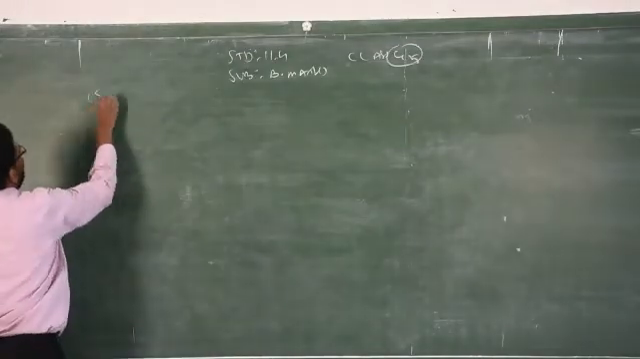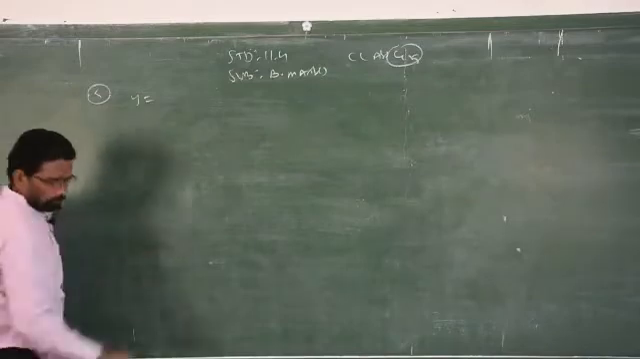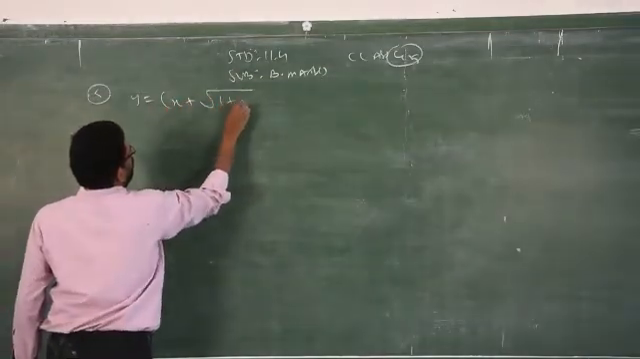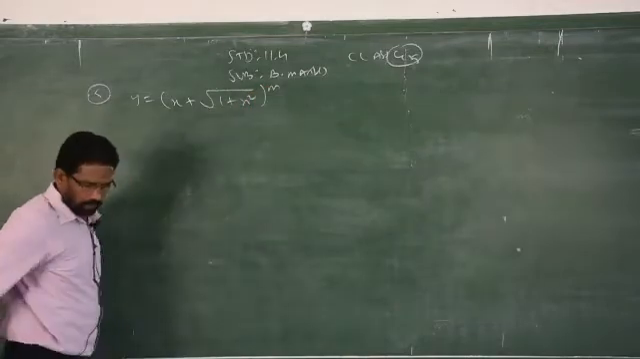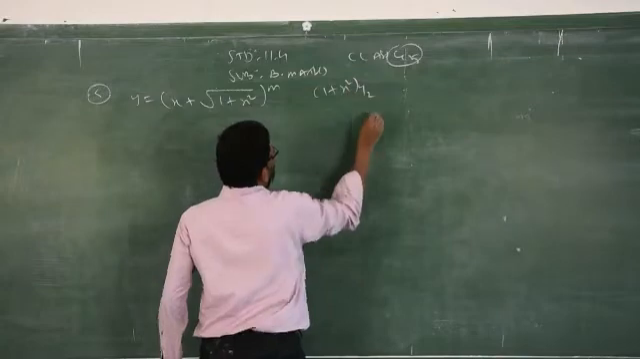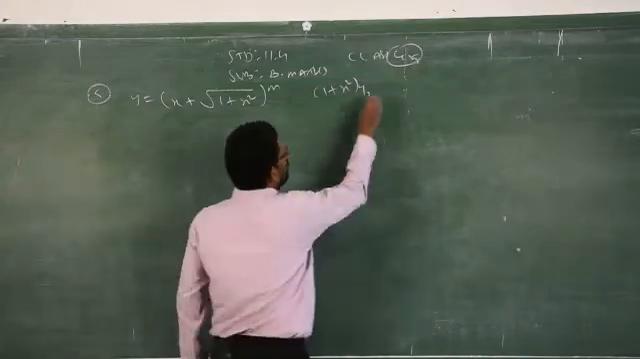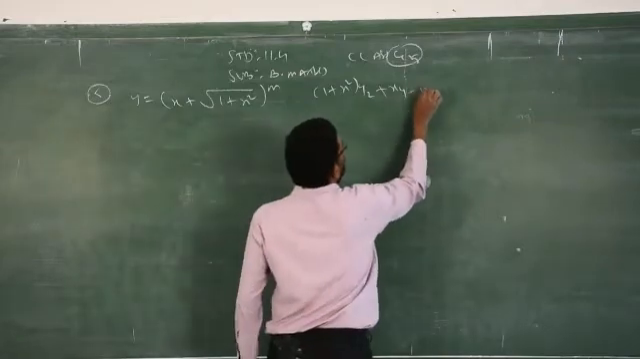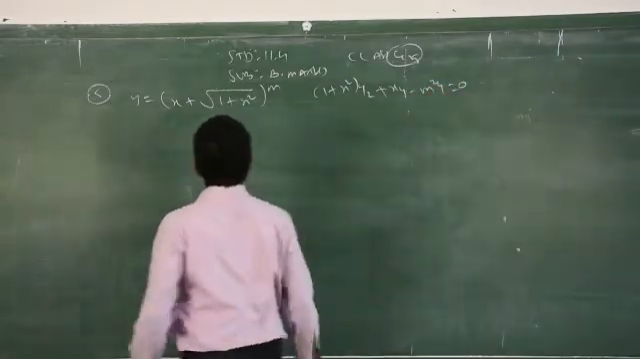The sum number 5, y is equal to x plus square root of 1 plus x square whole to the power m. You are asked to prove that 1 plus x square y2 plus x y1 minus m square y is equal to 0.